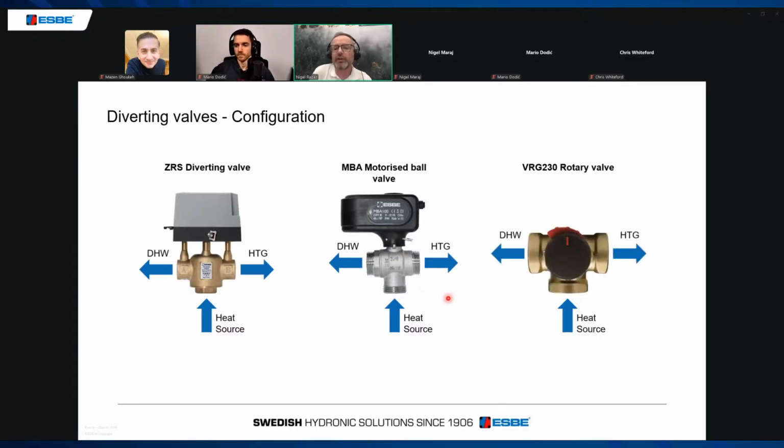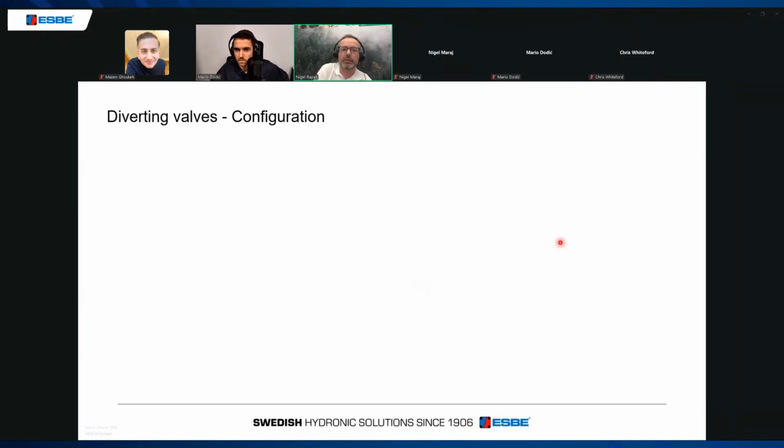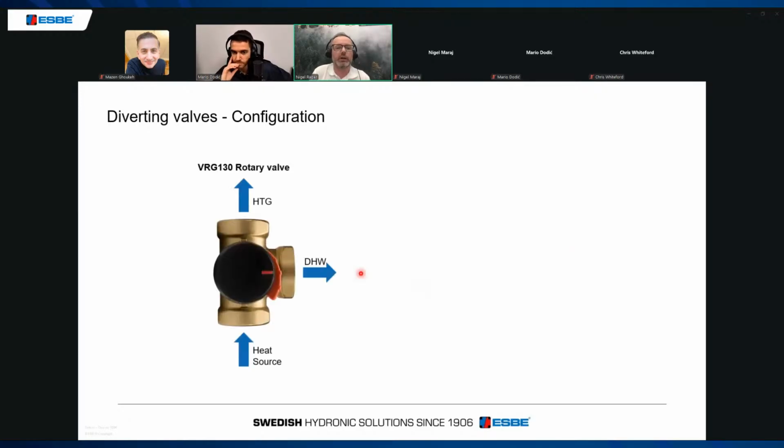Another simple configuration, we have a rotary valve, and this has a rotary shoe that rotates around in the valve, again diverting water, again coming in the same port, and diverting it from the domestic to the heating circuits. Now they're all very similar with the same configuration. The confusion comes from people out in the marketplace, because we have some valves which can be used as diverting valves, which have to be used in a different configuration.